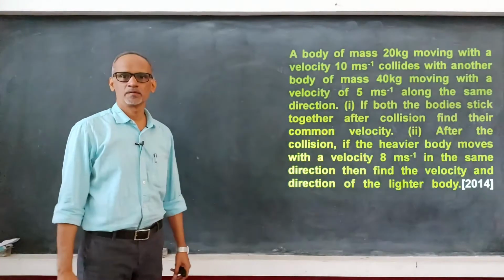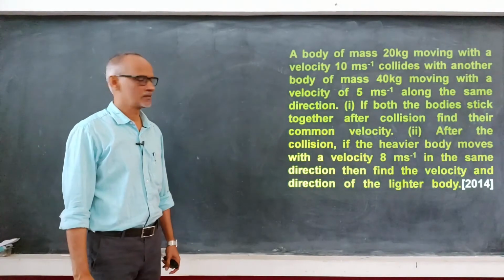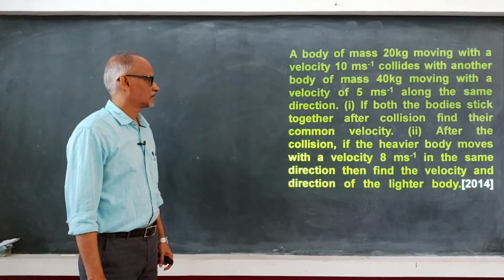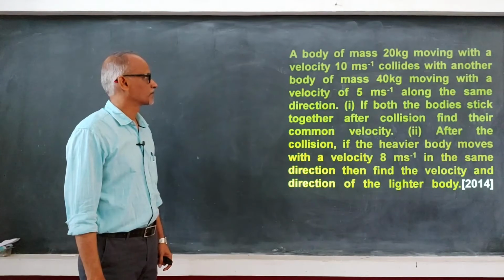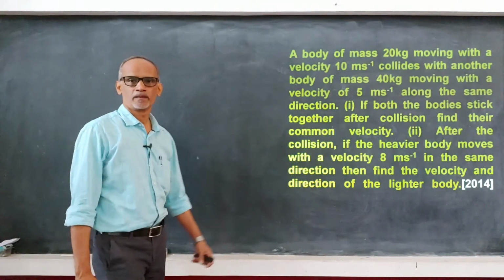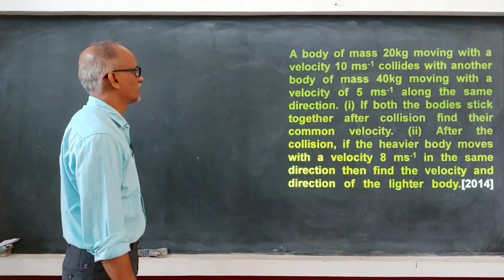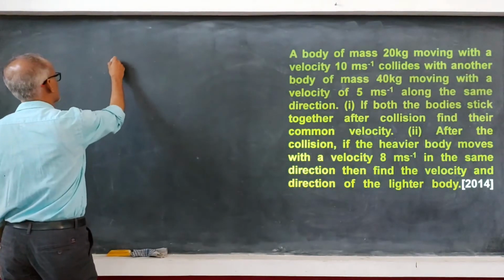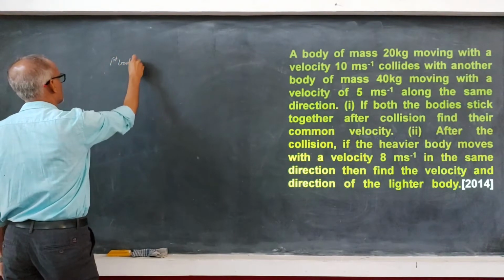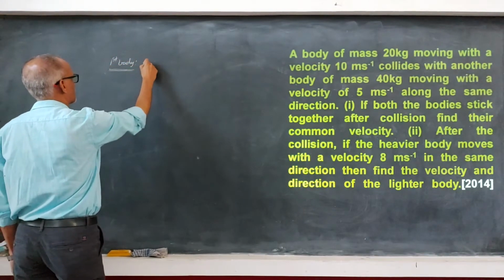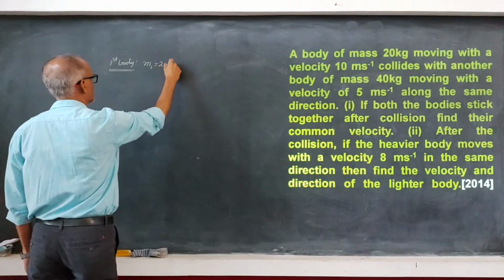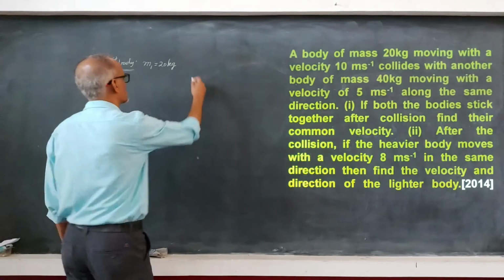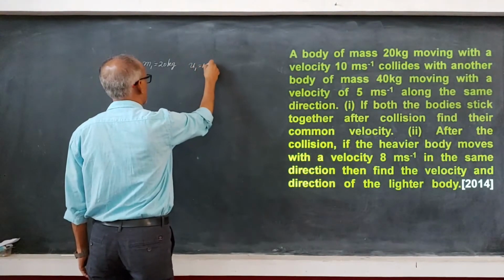So let's solve a numerical based on the previous exam question. Statement is here. A body of mass 20 kg. So first body, I'm going to write like this. First body, mass is given 20 kg, moving with a velocity of 10 meter per second. So its initial velocity is given 10 meter per second.